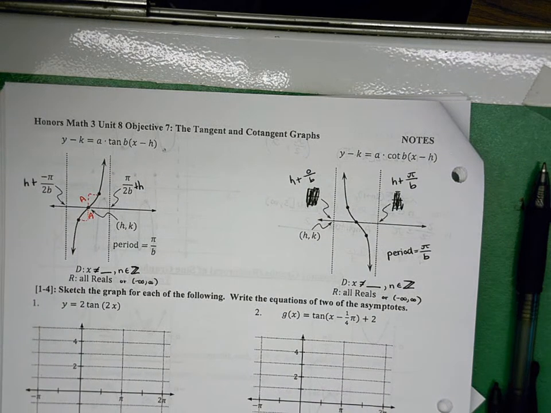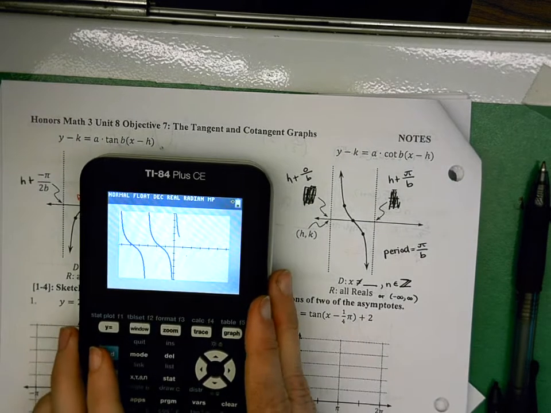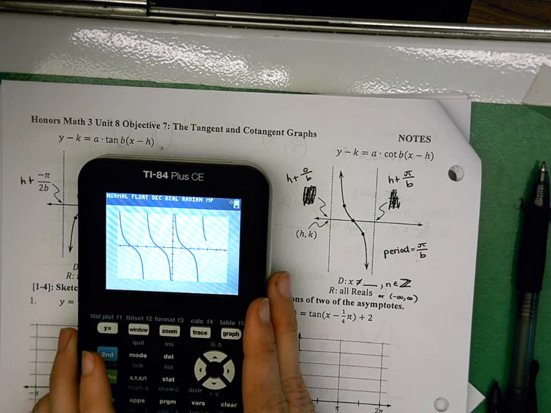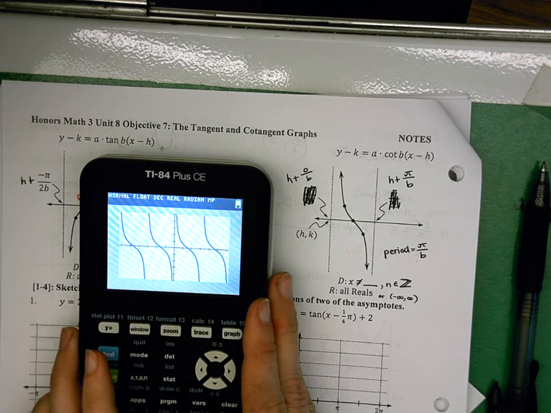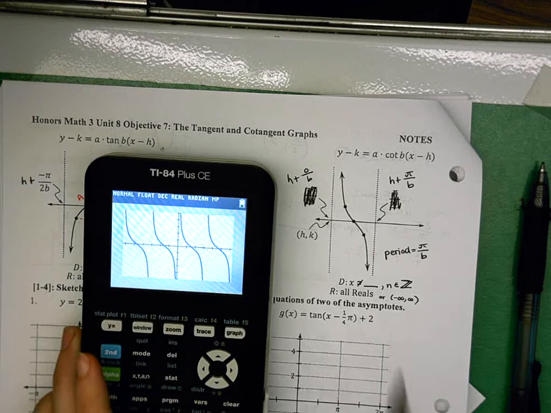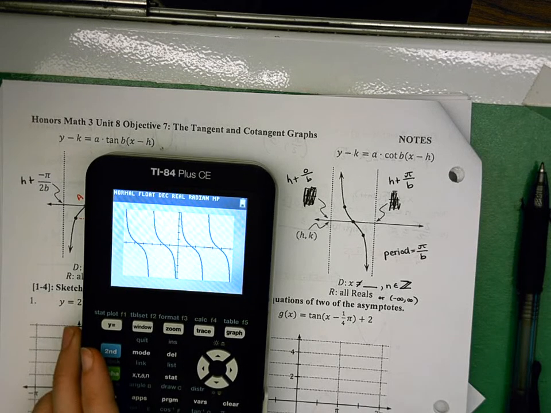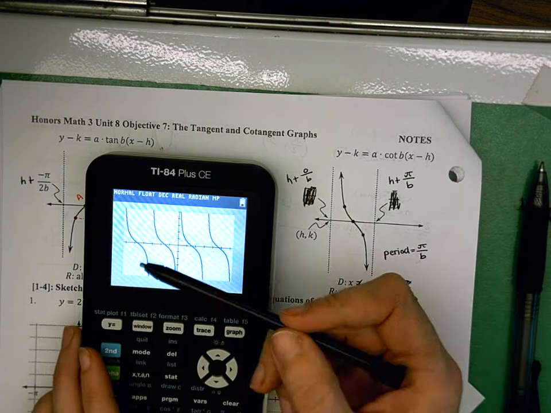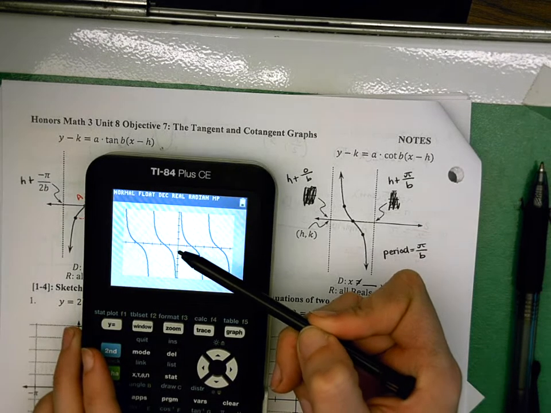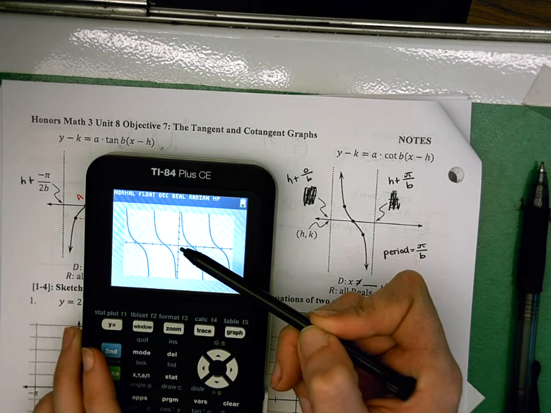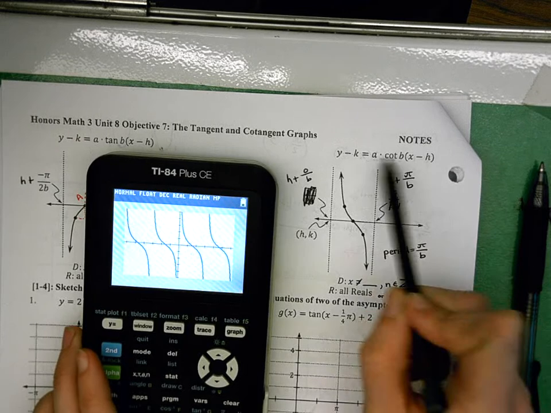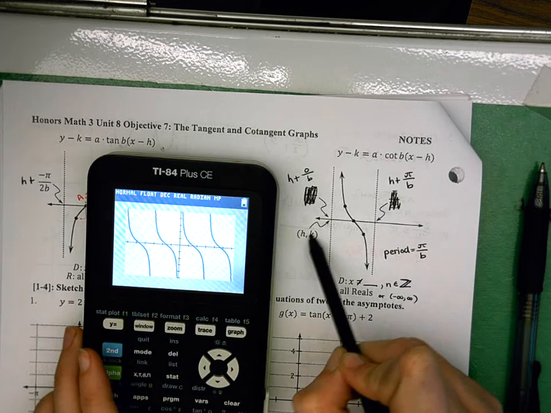Cotangent graph then. Let me go ahead and put a cotangent graph on the screen. So compare that. Here's a cotangent function. Okay, so the cotangent function looks very similar to tangent because it is the reciprocal of tangent. HK though is located in a slightly different spot. Notice that your 0, 0 on the cotangent graph exists on the asymptote. So our HK is going to exist over here on the asymptote of our function.